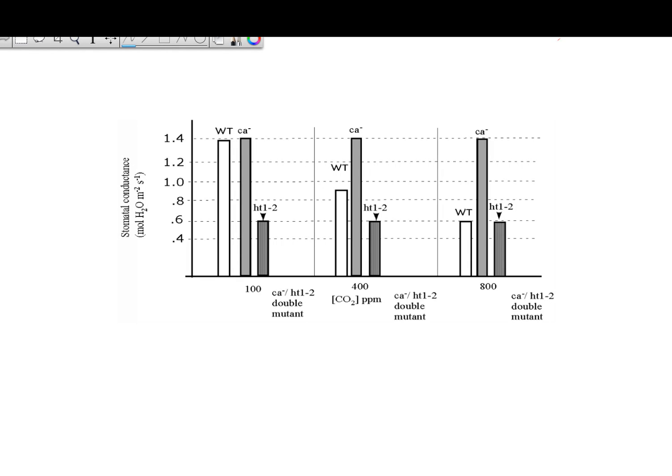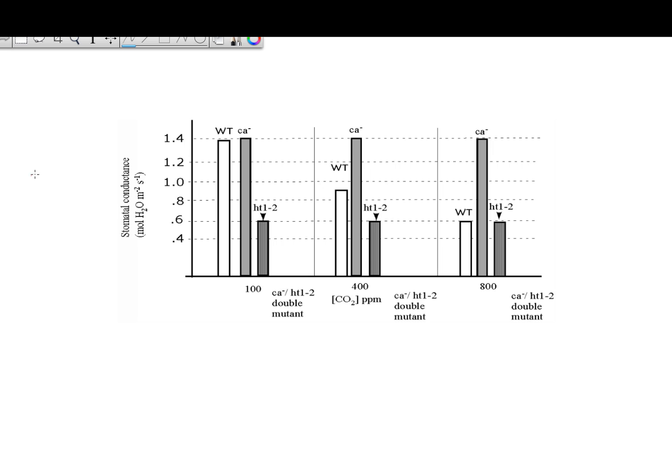In this video, we'll look at how carbon dioxide affects stomatal pore size, stomatal opening. We'll look at how HT1 is involved in the process and how Ca is involved in the process. And then we'll use this video as a way to carry out a double mutant analysis to figure out which comes first, which comes last in the ordering of these proteins' activities.